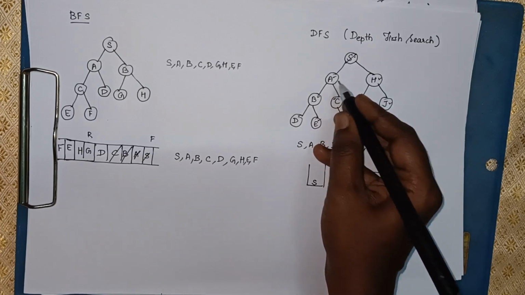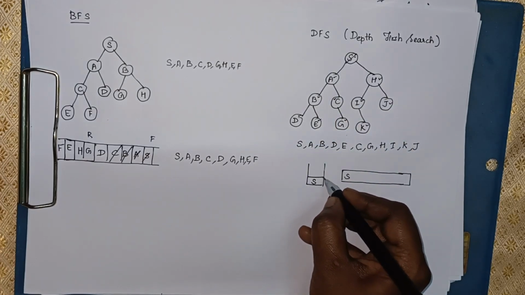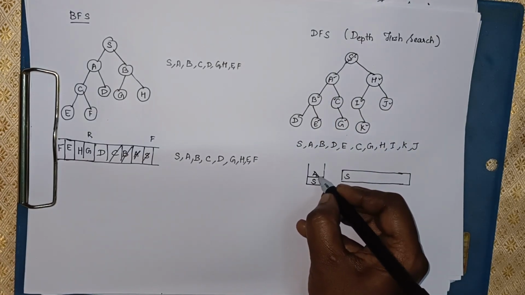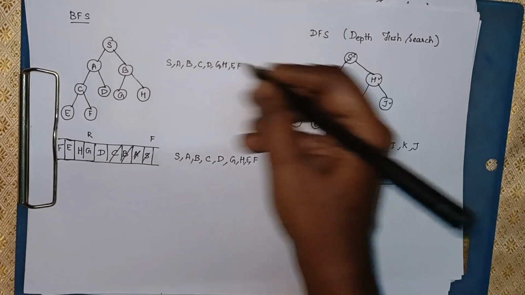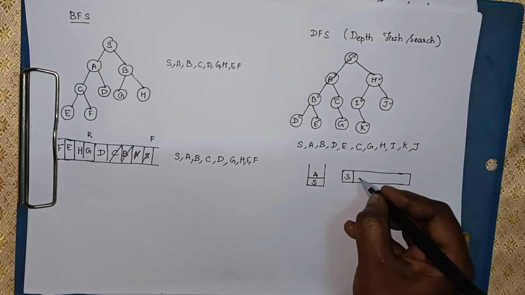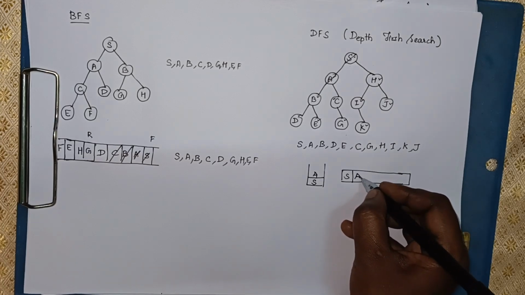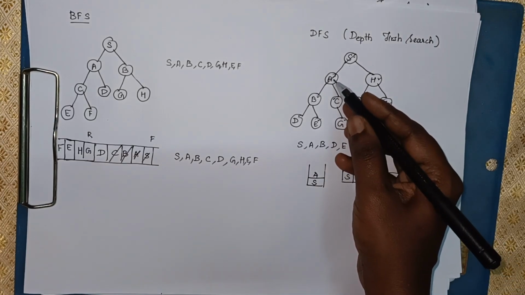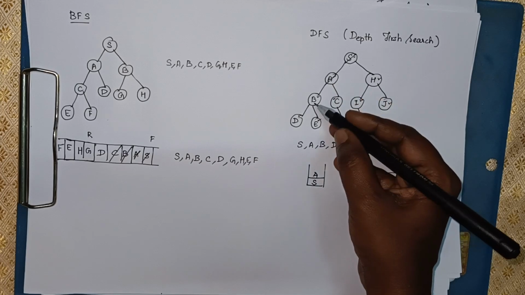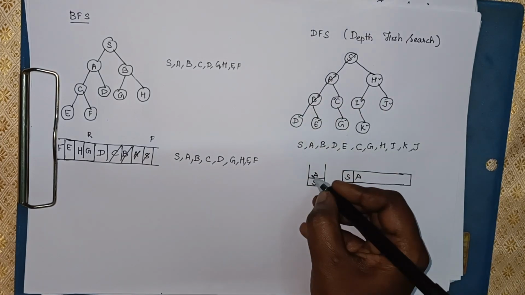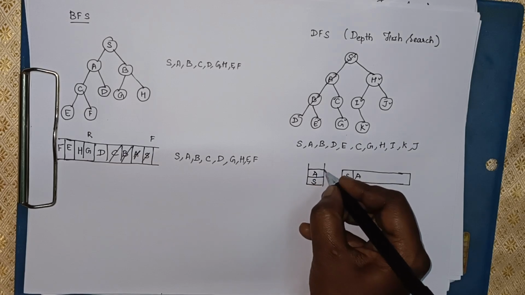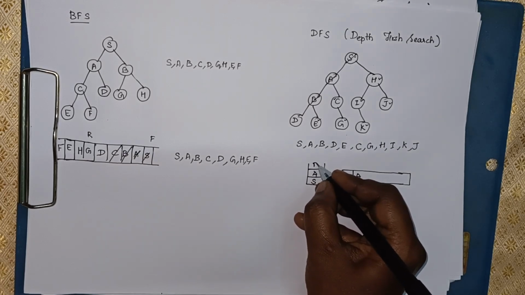So first we are going to put A into the top of the stack. Next we are going to mark A as known and put it in the output box. Next we are going to see the adjacent node of A. So we are going to take only one at a time. So we are going to take B. So push it into the stack.